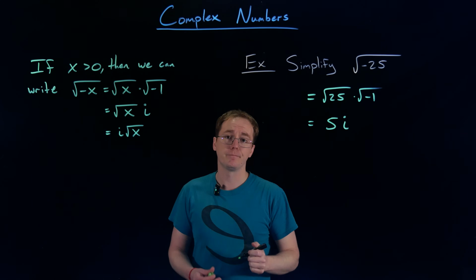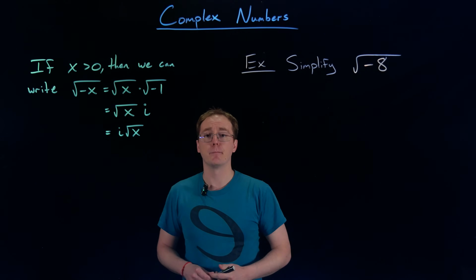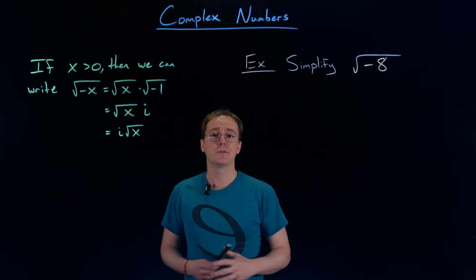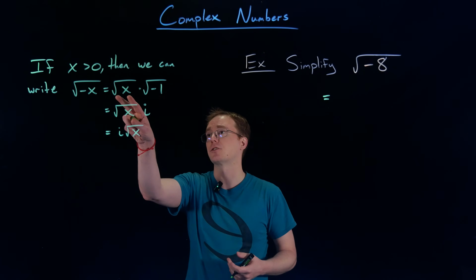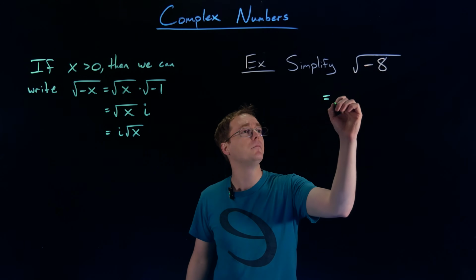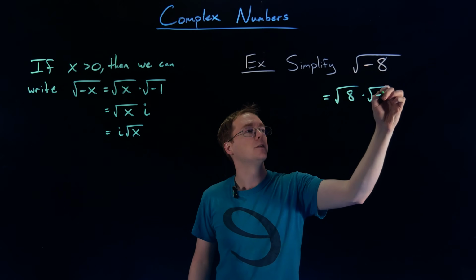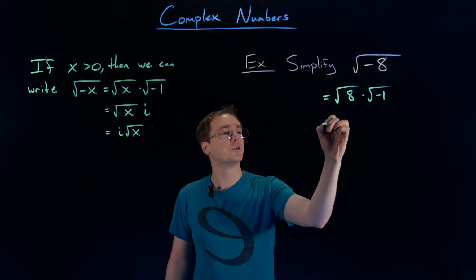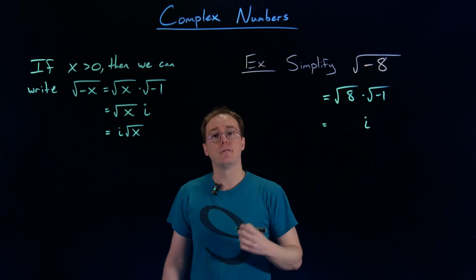All right, so here we have another example of a square root of a negative number that we want to figure out how to simplify. And so we're going to start with the same steps that we always do and that we did in our previous example. And that's breaking it apart as the square root of the non-negative number multiplied by the square root of -1. And so in this case, we can break it apart as the square root of 8 times the square root of -1. And so now our square root of -1 will turn into a factor of i.